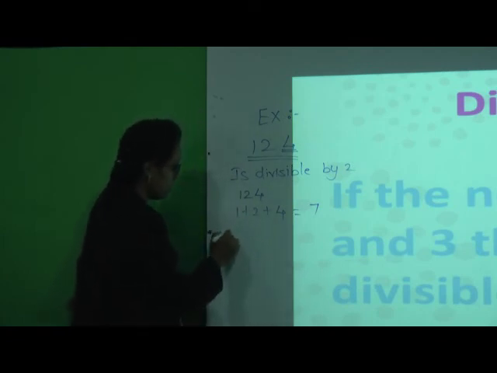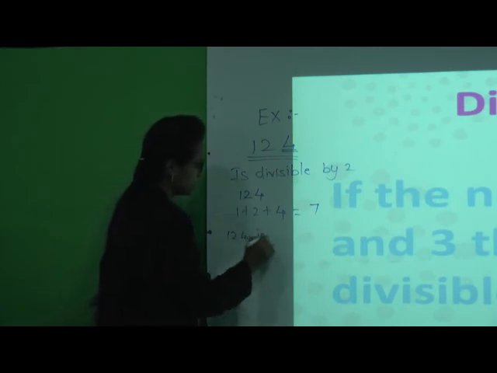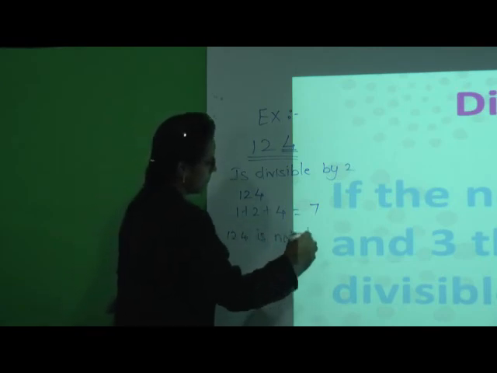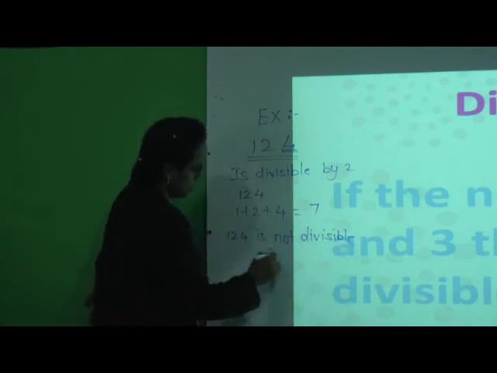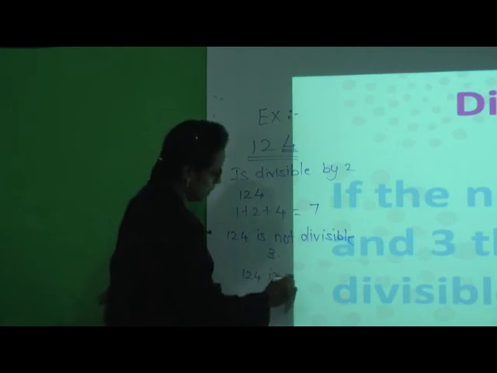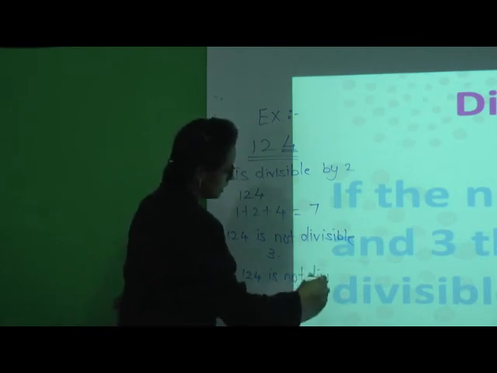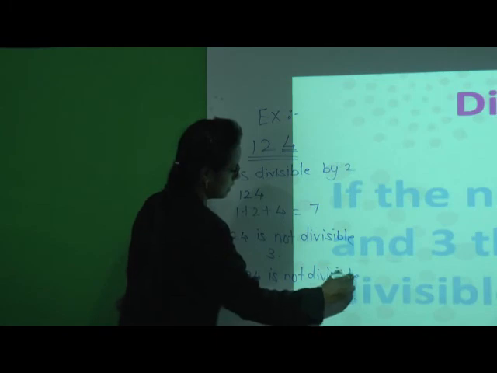So 124 is not divisible by 3. So therefore 124 is not divisible by 6.